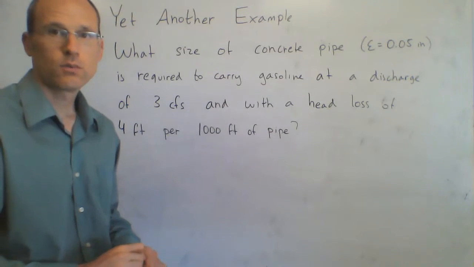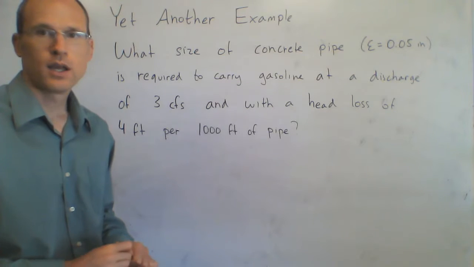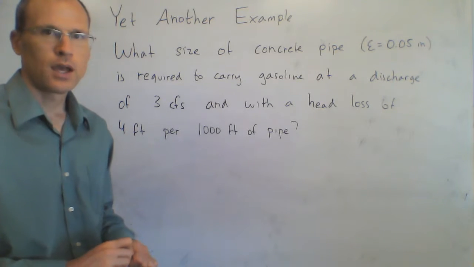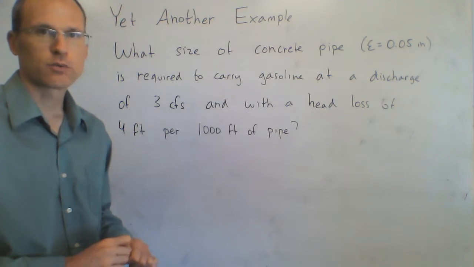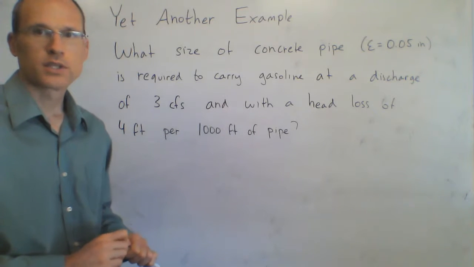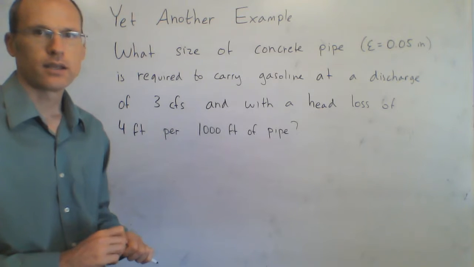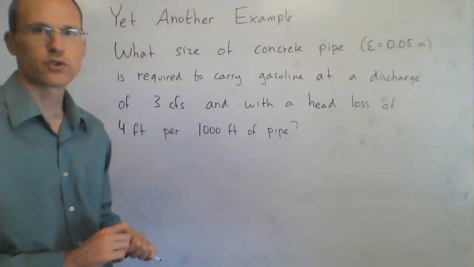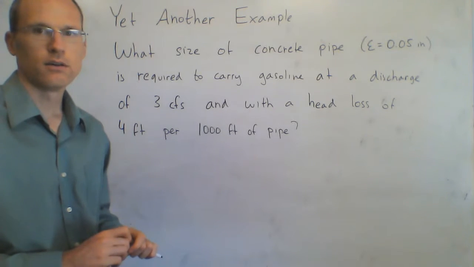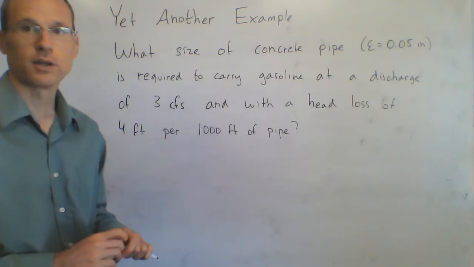So last example, want to know what size of concrete pipe. By size I mean diameter. This concrete pipe has an epsilon value of 0.05 inches. So what size diameter do I need to carry gasoline at a flow rate of 3 cubic feet per second and with a head loss of 4 feet per 1,000 feet of pipe?